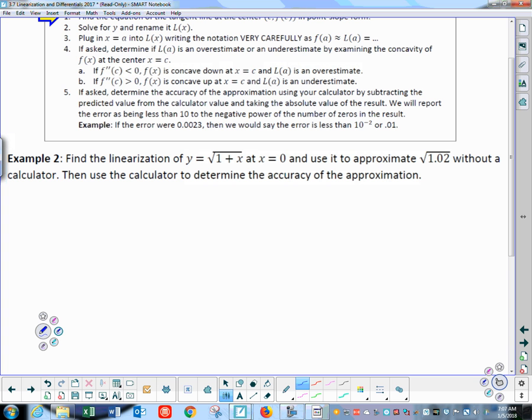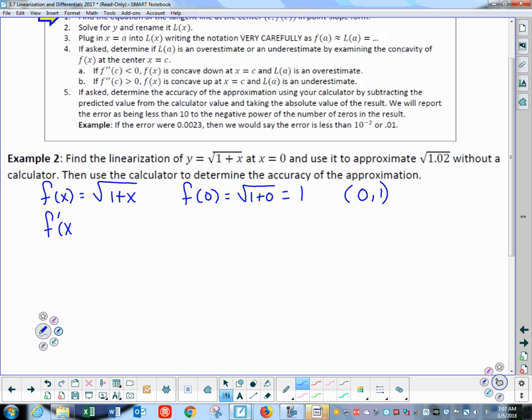What I'm looking at then is f of x is my function. It's the square root of 1 plus x. If I evaluate this at 0, I will get the square root of 1 plus 0, or the square root of 1, is 1. That gives me the ordered pair 0, 1. What I'm heading for is trying to write the equation of the tangent line, and for that we need the point, and we also need the slope at 0.